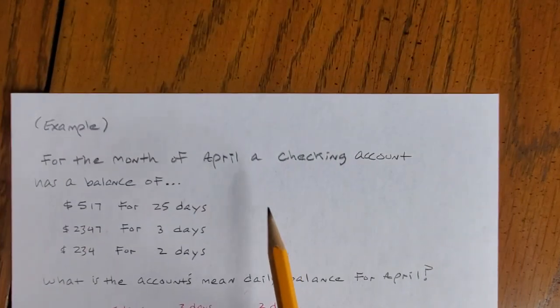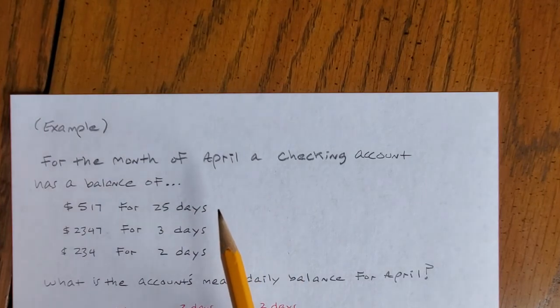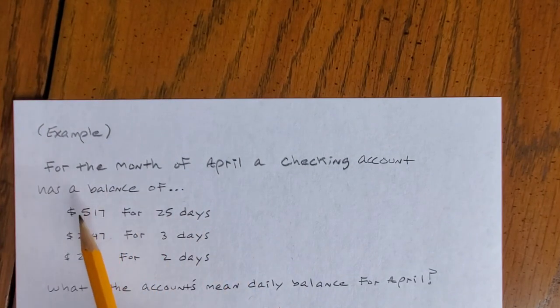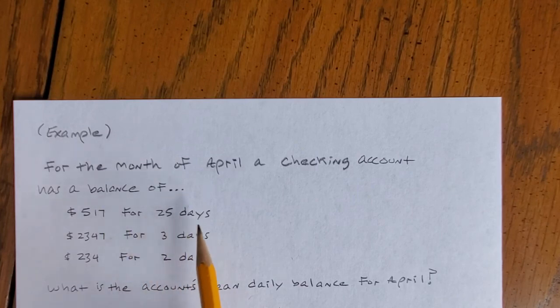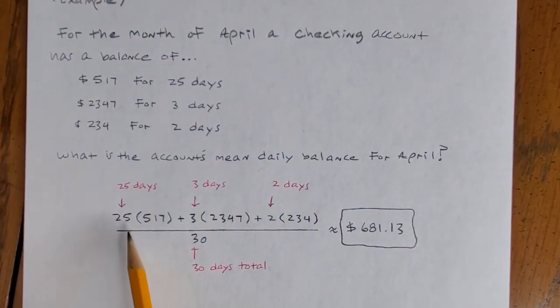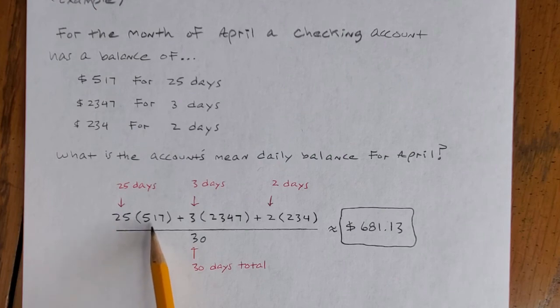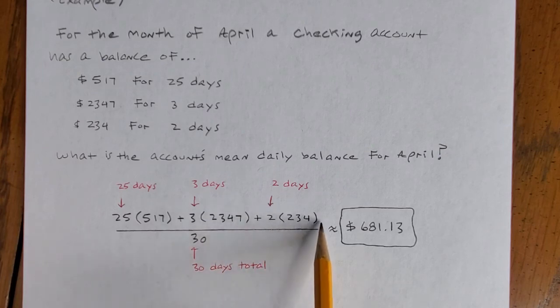It's kind of like a weight in the last example. I have to give the most weight to this number because that was the balance for the most number of days. So this is what we'll do. For 25 days, the balance was $517. For 3 days, it was $2,347, and for 2 days, it was $234. Divide by 30 days total.